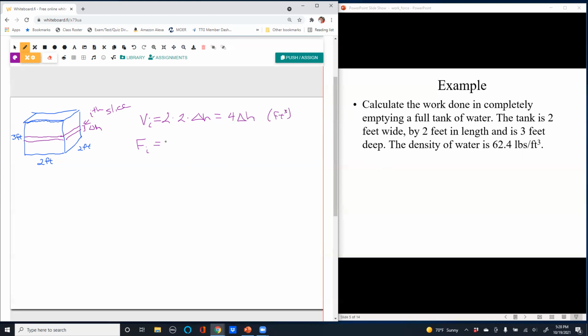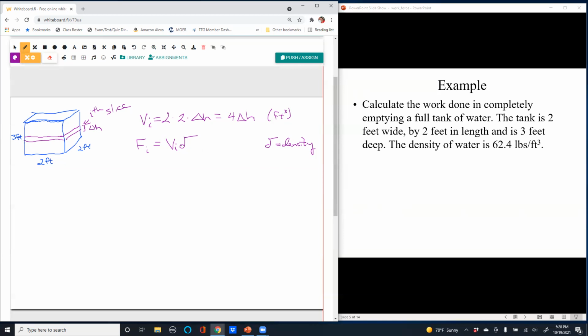Now, to get the force on the ice slice, all we have to do is take the volume of the ice slice times the density. I like using this delta for density. Let's make a little note of it. Delta equals density, which in this case is the 62.4 pounds per cubic foot. Again, it's a constant. I'm going to save that to the very end of my problem, and you're going to see how it makes things a little cleaner.